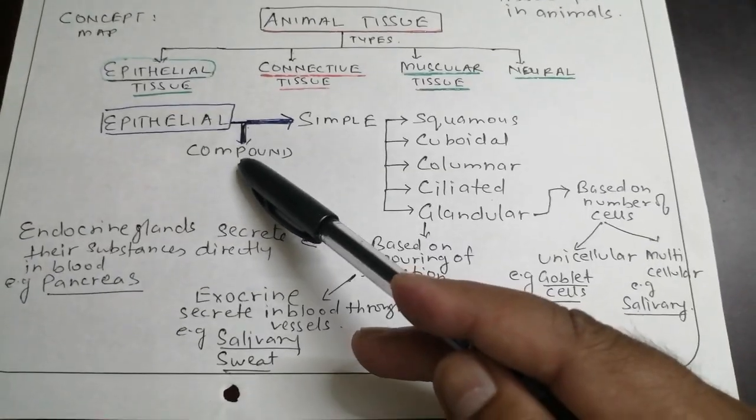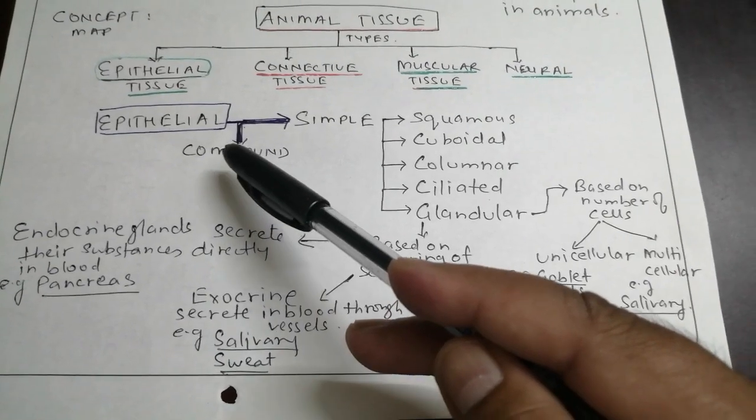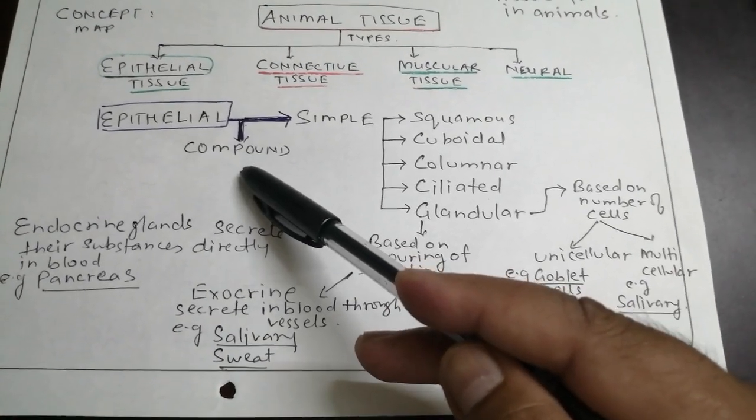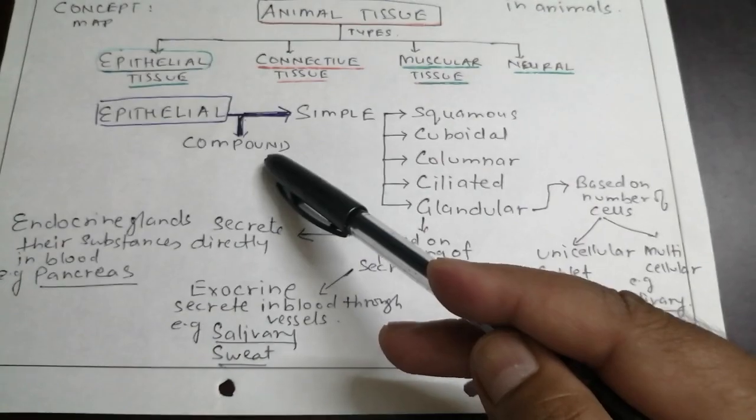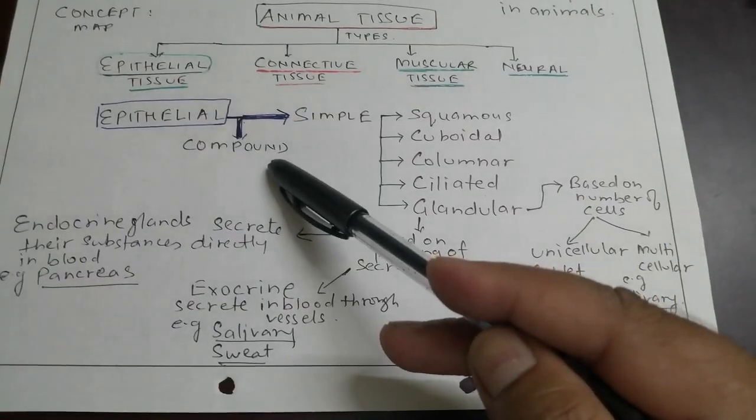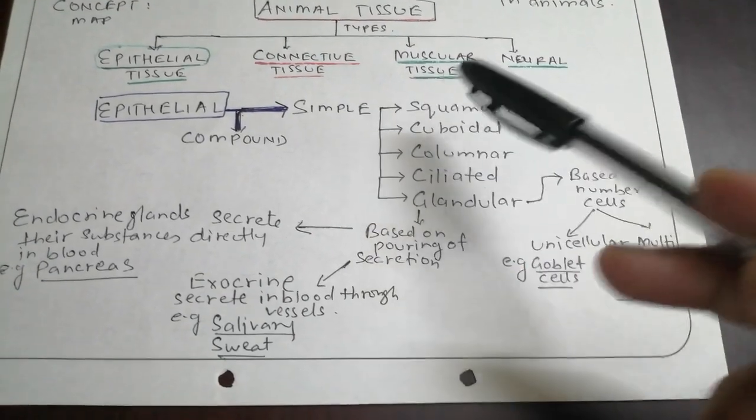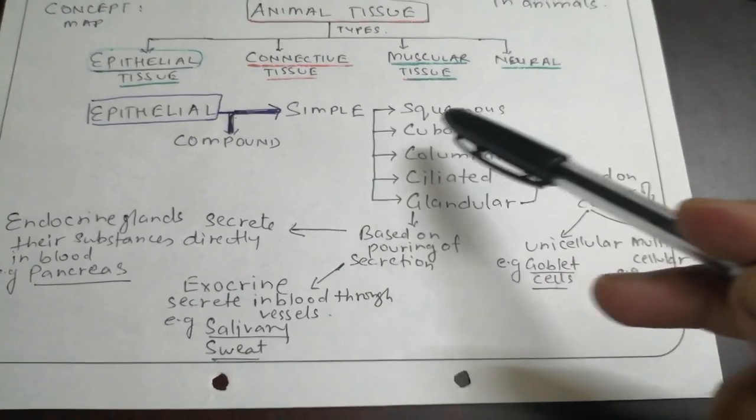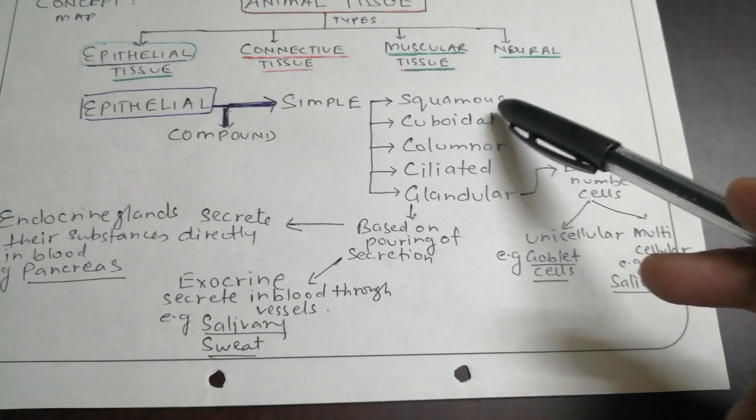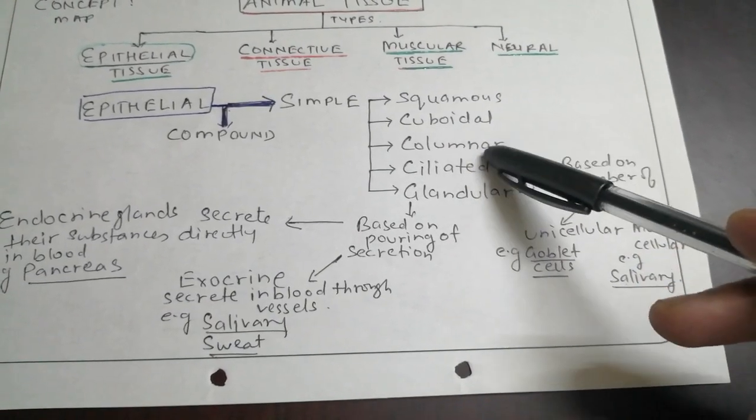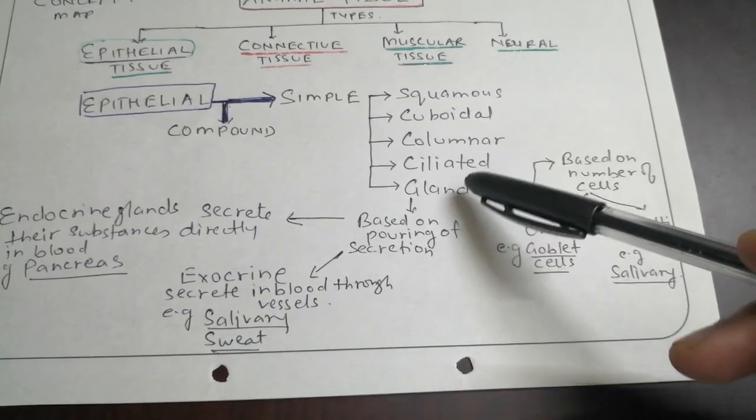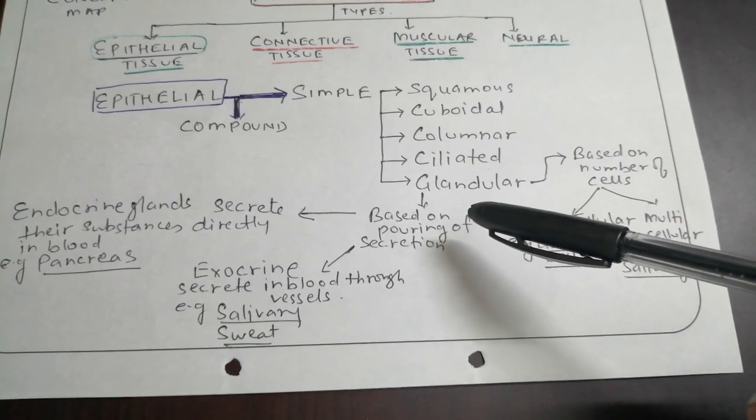Now comes your epithelial tissue. Epithelial tissue has been divided into simple and compound tissue. Compound tissue contains many layers and simple tissue contains a single layer. The simple tissue has been divided into squamous, cuboidal, columnar, ciliated, and glandular.